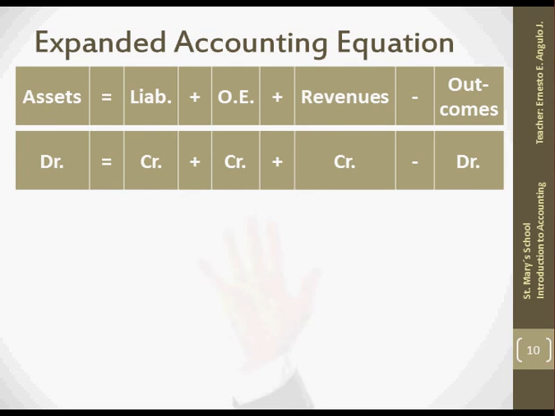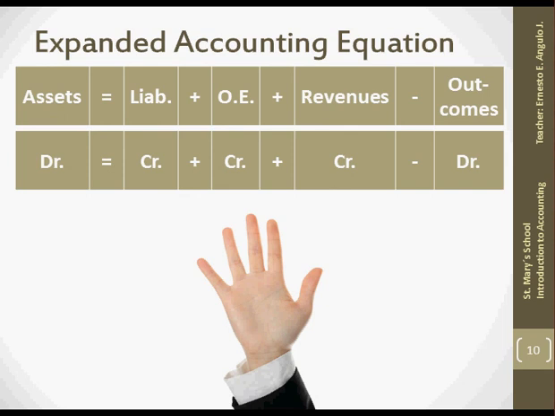You can use a hand to remember the side on which each group of accounts increases. The thumb and the little finger increase by the debit side. That means assets and expenses and costs. All outcomes are costs and expenses, remember. The rest of the groups, liabilities, owner's equity, and revenues increase by the credit side. In other words, the three central fingers.